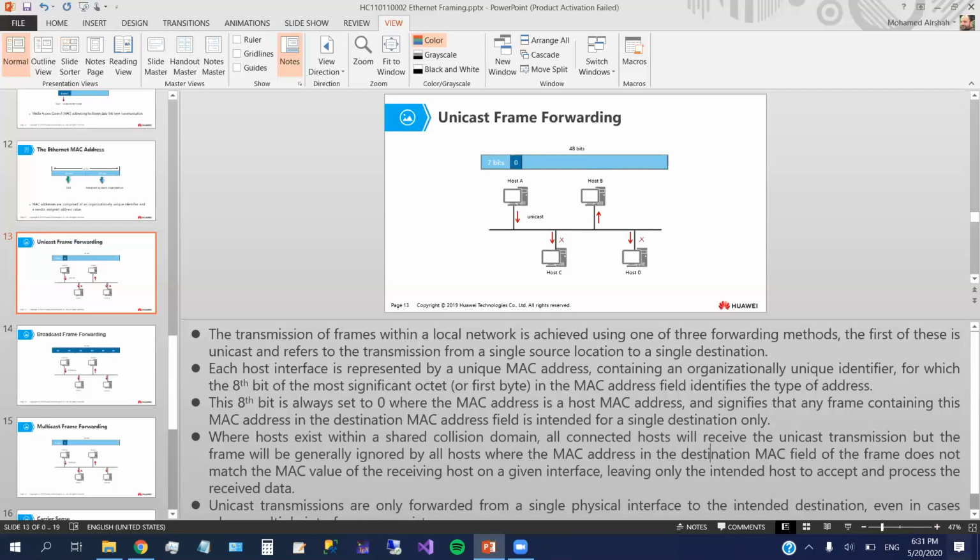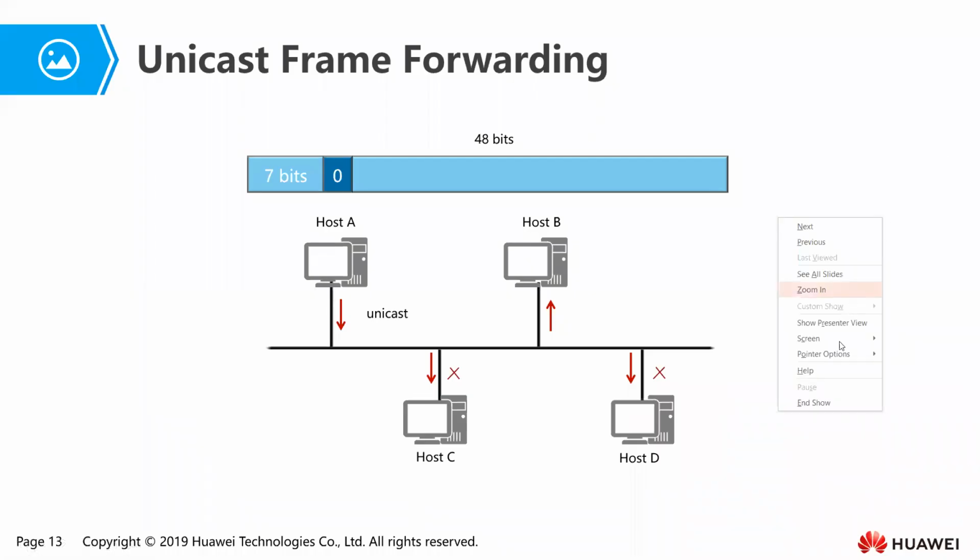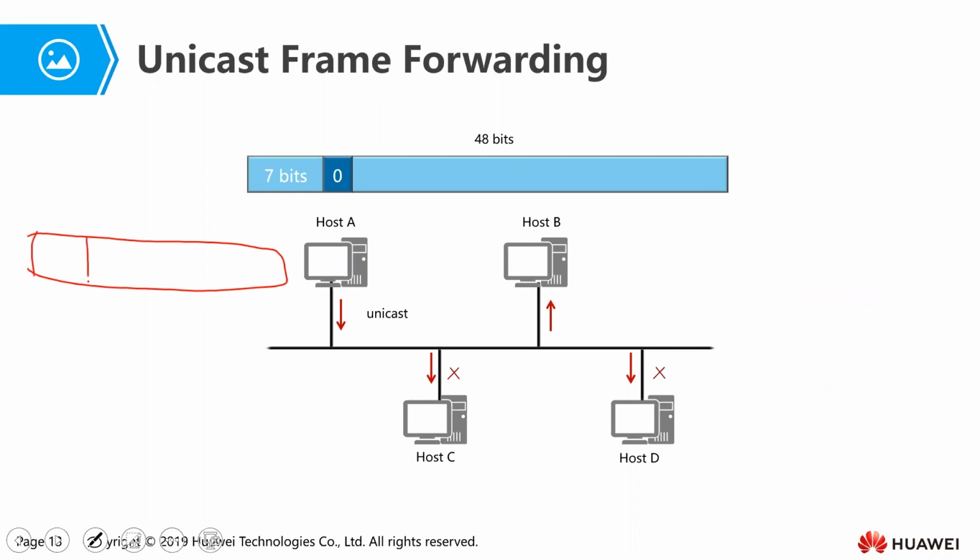So let me explain this, I will draw something here to explain to you. So here is the packet. As I mentioned, we have the source MAC and the destination MAC. Am I right? Destination MAC here is host B, for example. Suppose that this frame is injected to the network by host A. So host C could receive the packet. When host C receives the packet, it will check this destination MAC address. Is it equal to the host C MAC address? No, so it will be discarded.